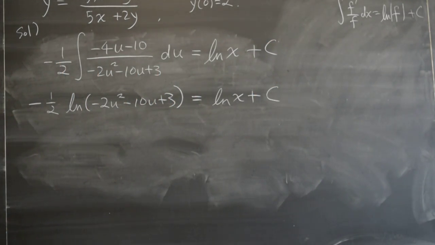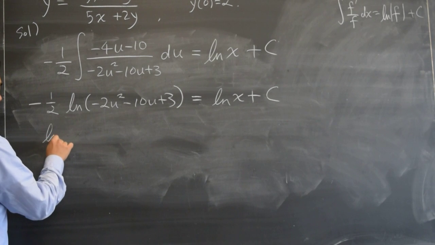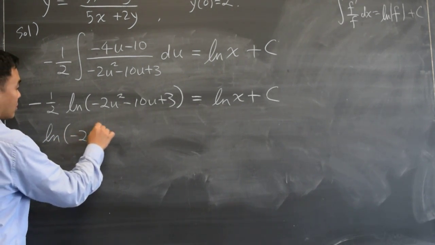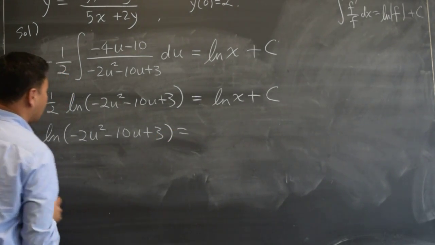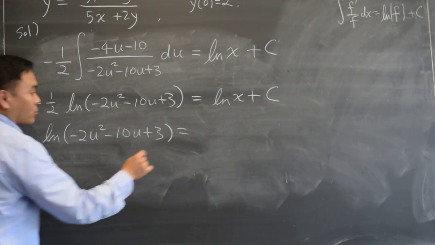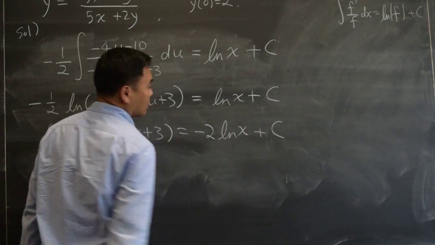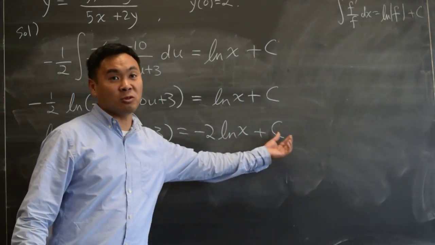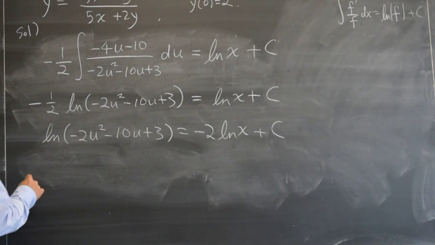You have to put plus c only on one side. And then you multiply by negative 2, you get ln. Let's multiply by negative 2, so I get negative 2 ln of x. I should really be writing negative 2c, but that's just another constant. Now what do I do?